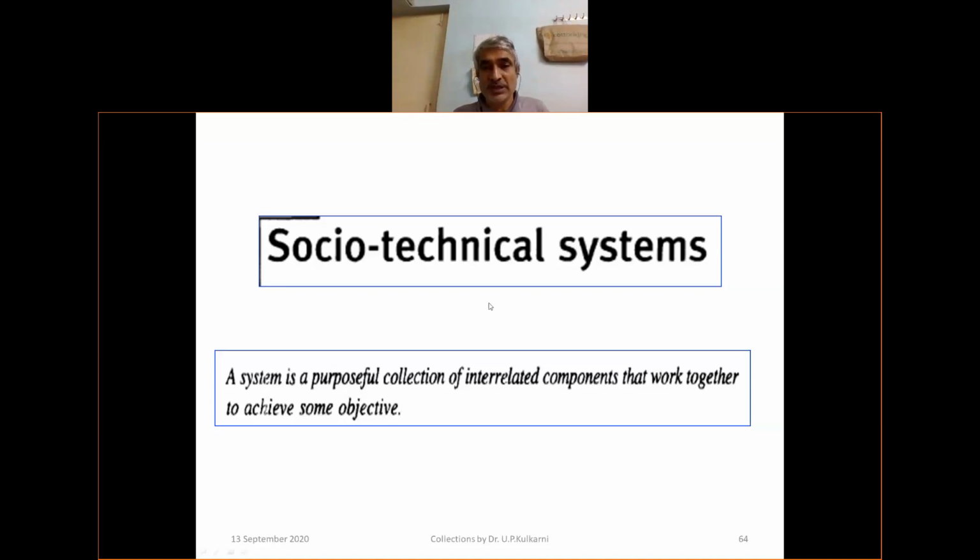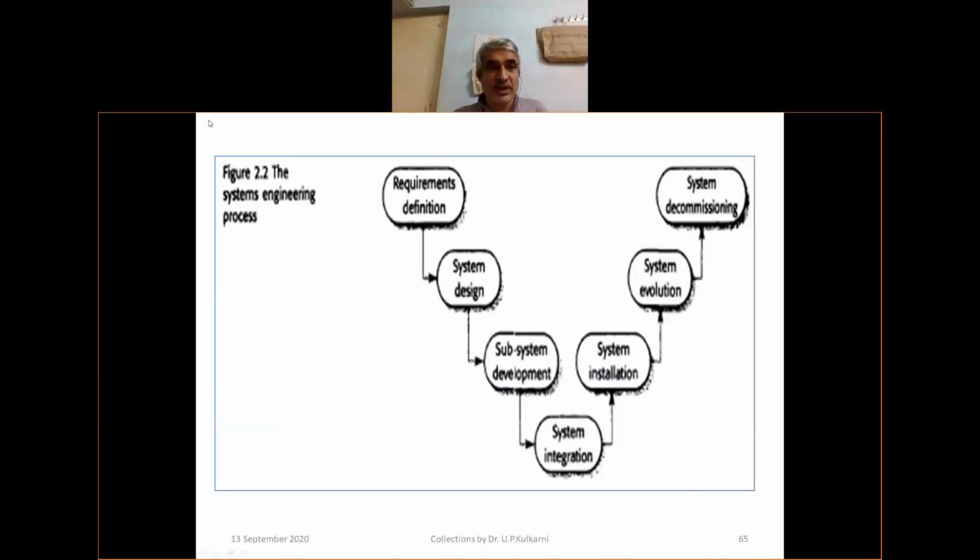Now let's look into the other aspect of what the textbook speaks about: system engineering, which we have also introduced. In the system engineering process, you have requirement collection, design, subsystem development, then integration and installation. Whatever you have done, you have to install it. And the system will undergo changes and modification. I told you about corrective maintenance and adaptive maintenance, which come under that. Then I told you about system decommissioning: it is withdrawn from its functioning, and a new system takes over.